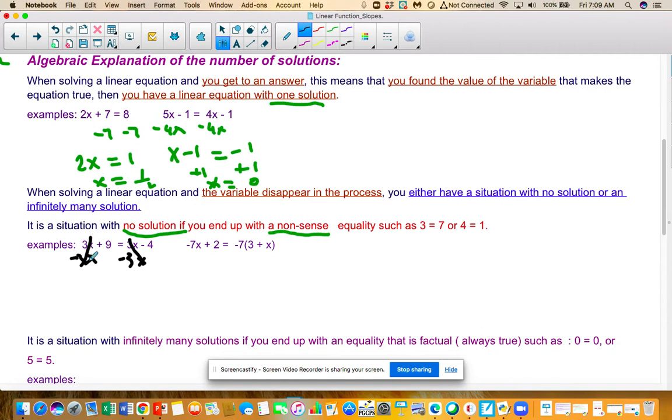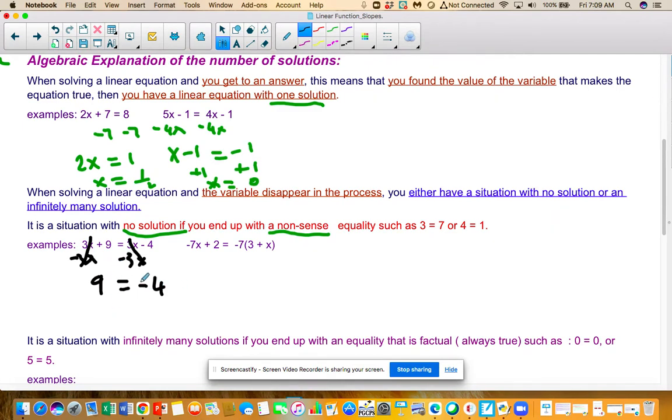Now, on the left side, what I have left is 9. And on the right side, what I have left is negative 4. And you can see that 9 equals negative 4 is not true, right? That is nonsense, right? So that helps us conclude that we are dealing with a situation with no solution, right? So I can stop right here.